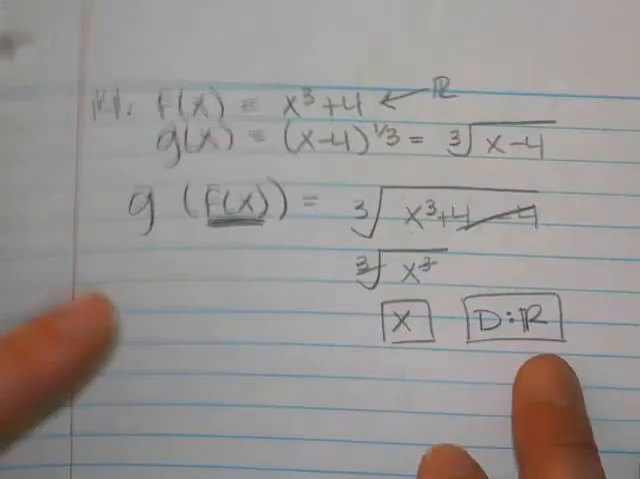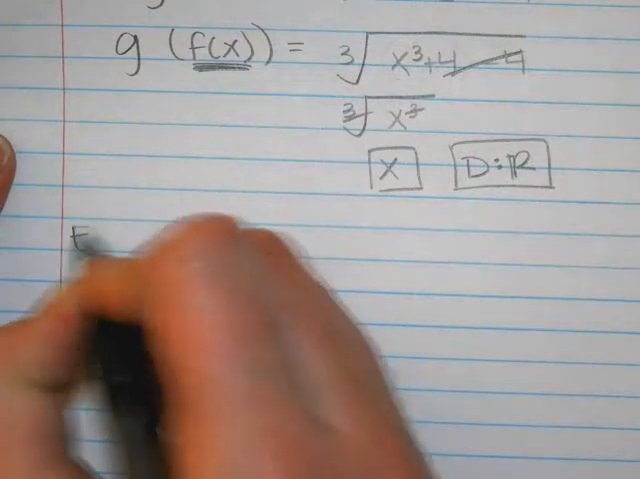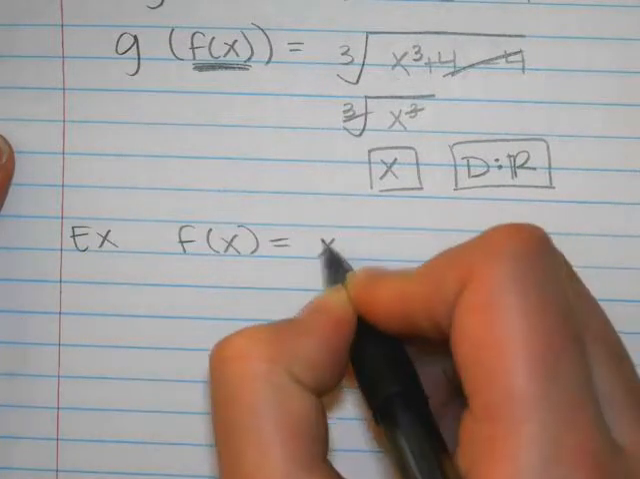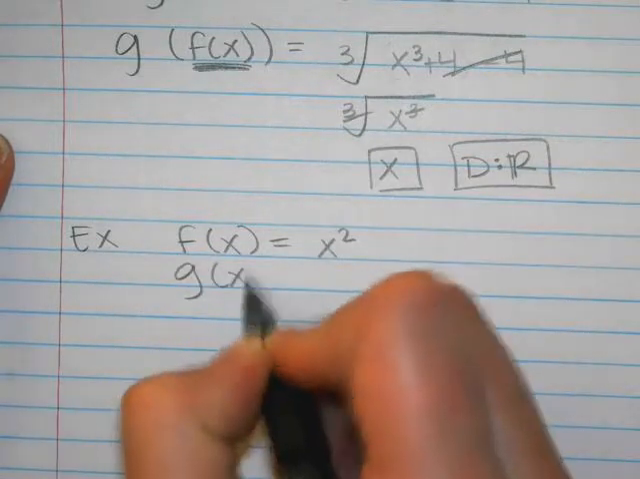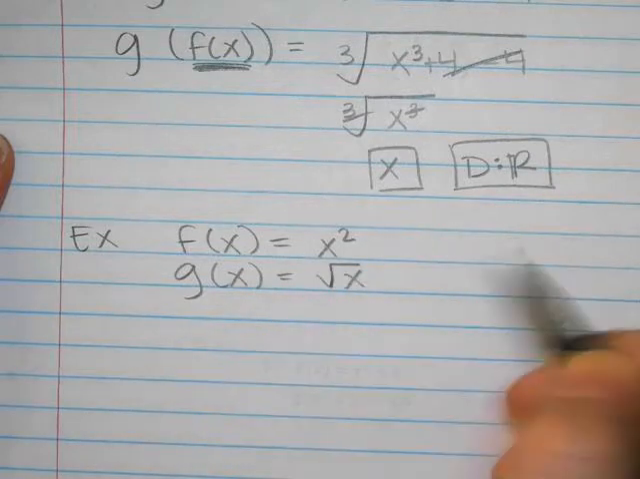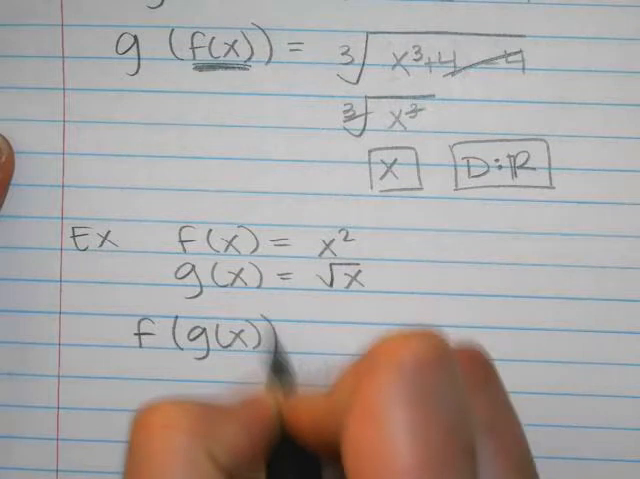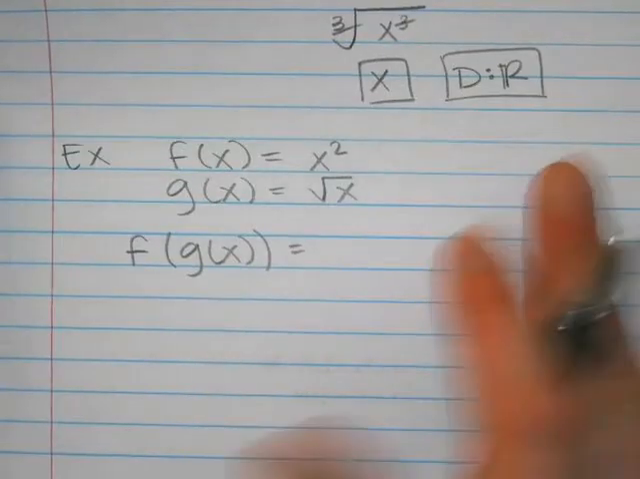Okay, we only have 2 minutes, but I'm going to try to do this one real fast because it's one that throws students off a lot. So if I said f of x is x squared, and g of x is the square root of x, and I wanted to find f of g of x. Don't pack up yet. You're going to want to see this. It will help you for tonight.